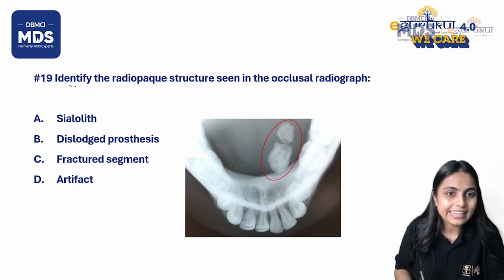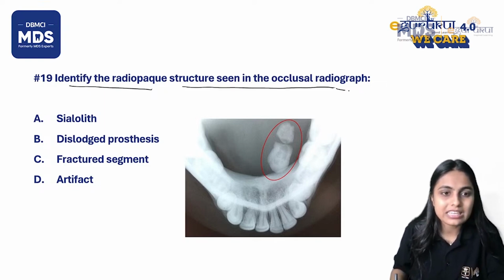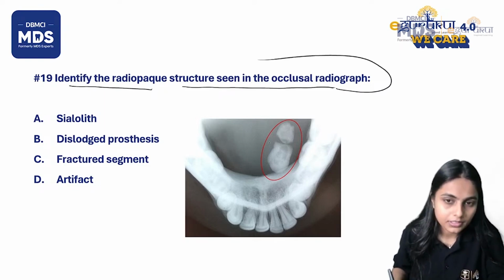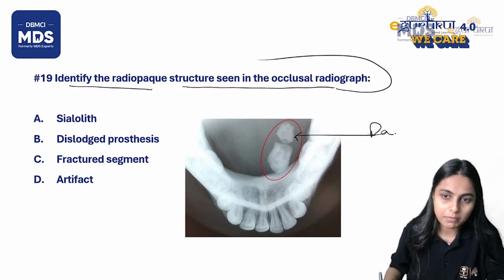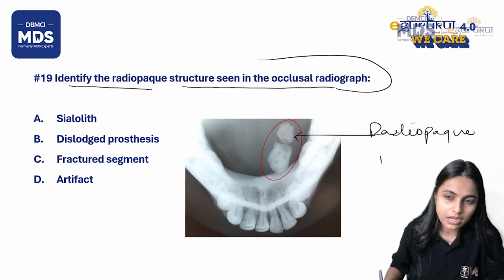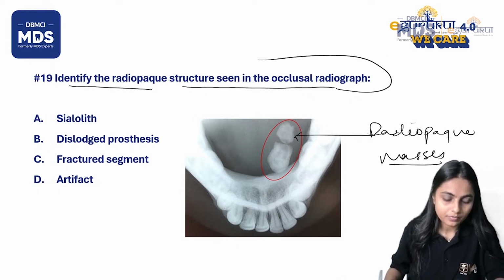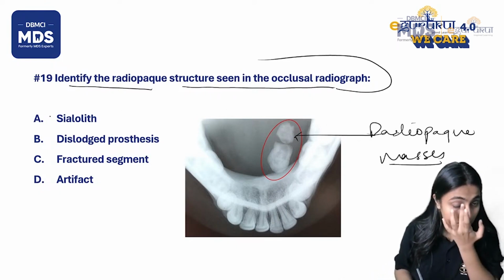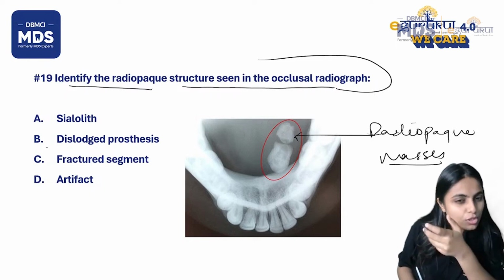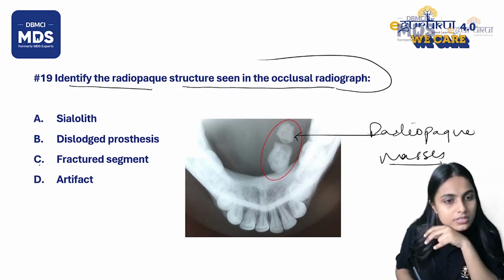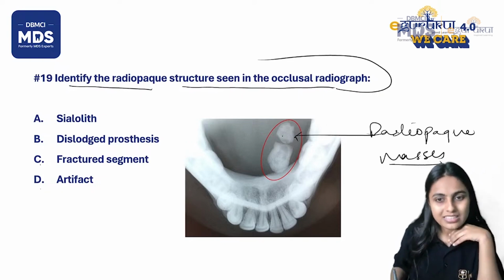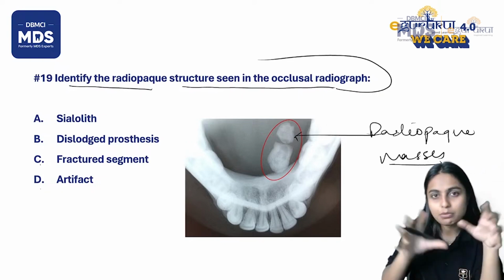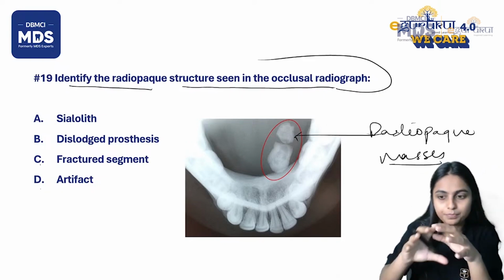Question 19, identify the radiopaque structure seen in the occlusal radiograph. Can you appreciate these radiopaque masses? What are these? Option A, sialolith. Option B, dislodged prosthesis. Option C, fractured segments. Option D, artifact. What are these radiopaque masses, irregular in shape?